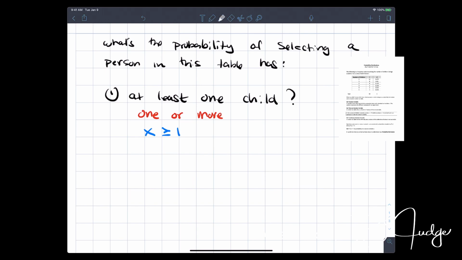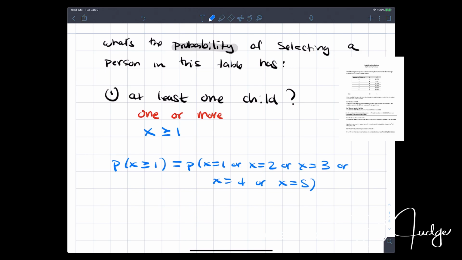Say, how do I know? There you know. That's how you know. So the probability that X is greater than or equal to 1, ladies and gentlemen, means the following. Here's the definition. It means X is 1, or X is 2, or X is 3, or X is 4, or X is 5.